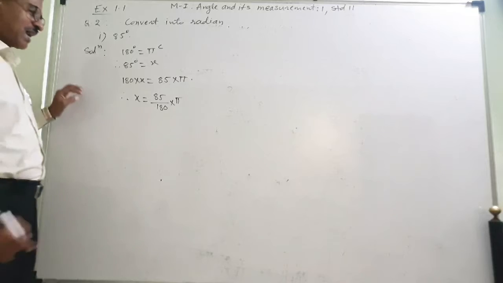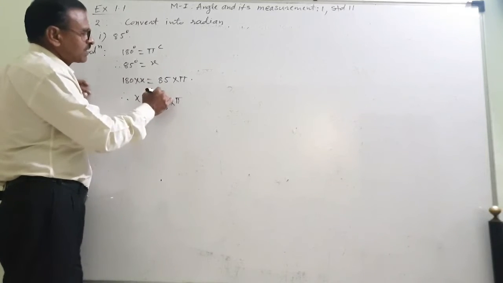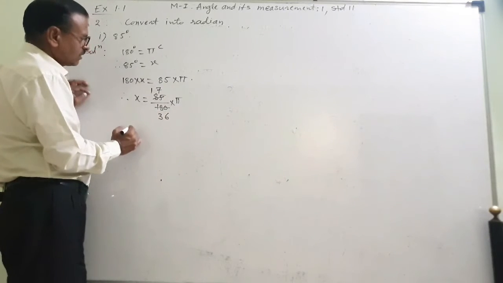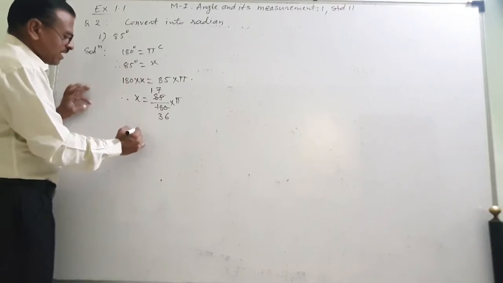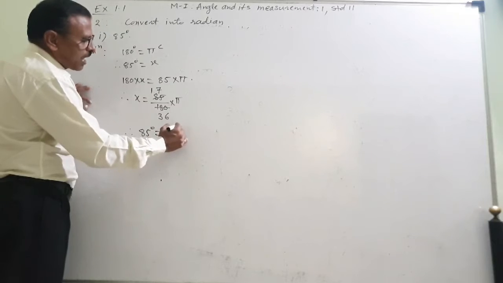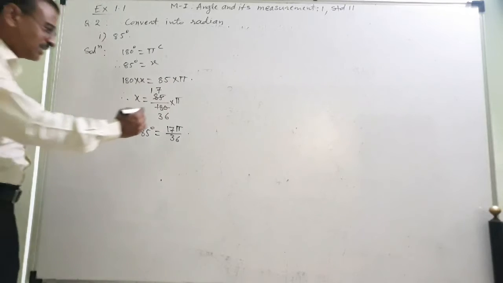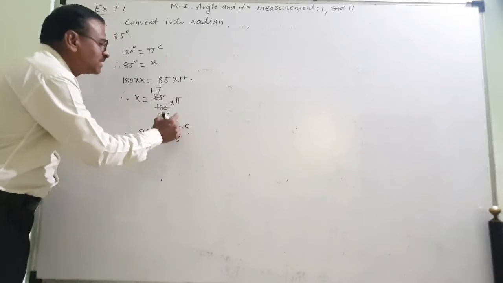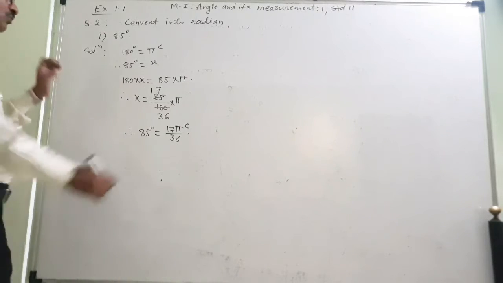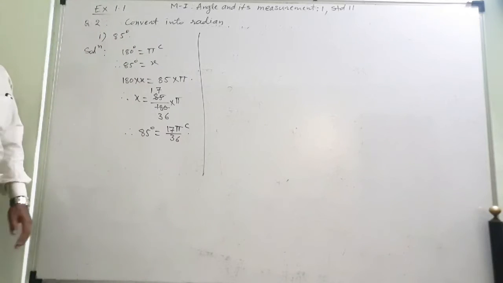Now by 5 I can divide. 5 1s are 5, 5 3s are 15, 5 7s are 35. Therefore, 85 degree is equal to 17 pi by 36. This is in radian, so put the radian sign on the header. Understood? How to do? I will tell you.